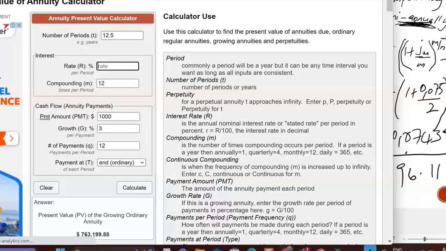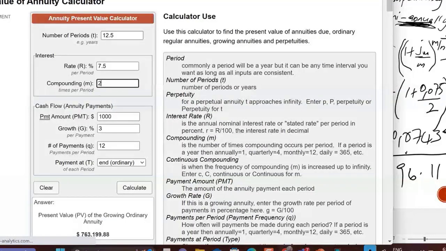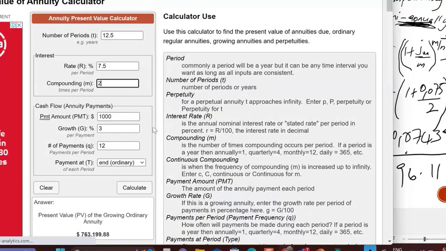I'm going to enter the original rate. The original rate was 7.5. I've got 7.5. And the original information was compounding semi-annually, which is equal to 2. The payment is the payment. This one, the rate is compounding semi-annually. It's only the payment that is doing its own thing.